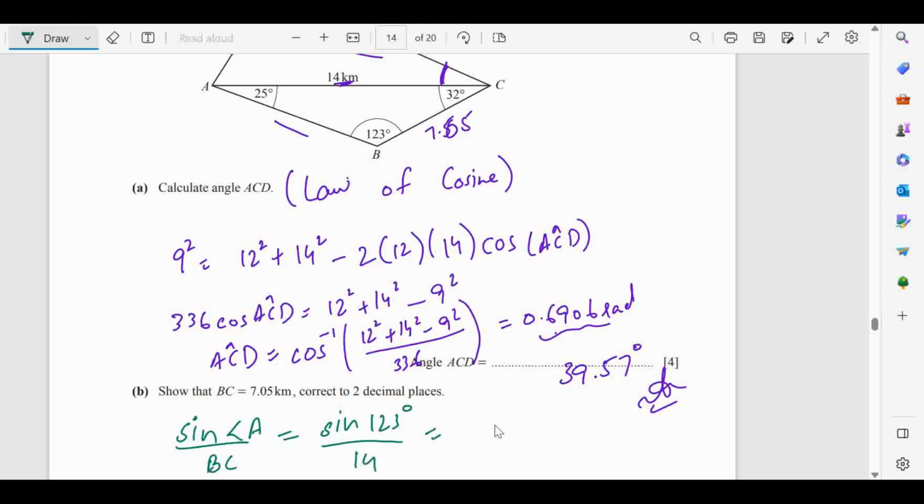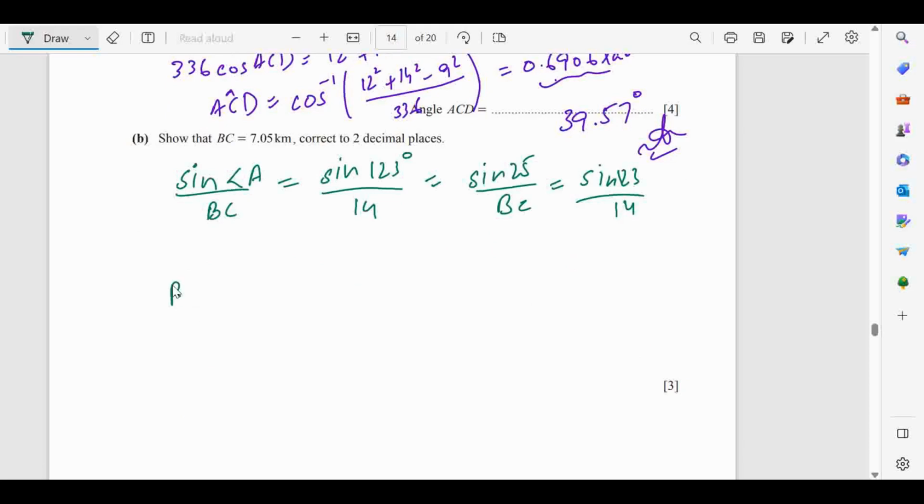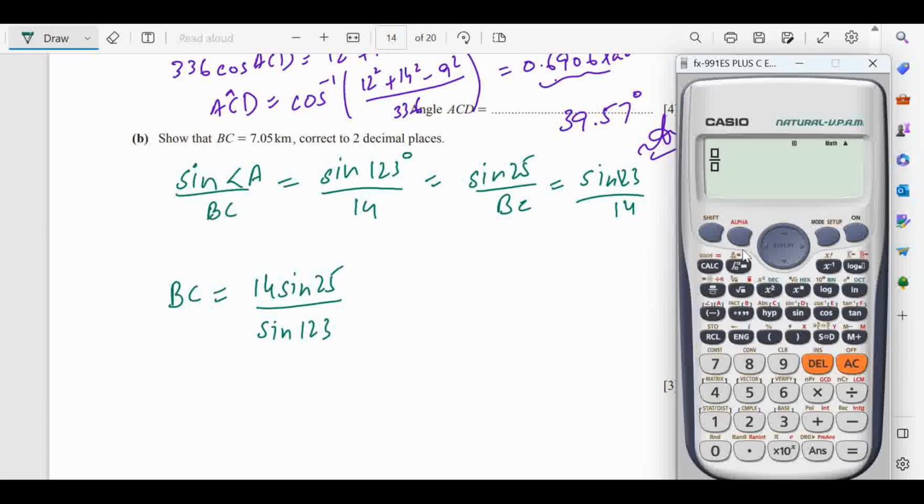So if we put the values, this will be sine of 25 divided by BC equals sine of 123 divided by 14. Be careful about the calculations. If we rearrange it, BC will be equal to 14 into sine of 25 divided by sine of 123. Please be careful that your calculator must be in degree mode.